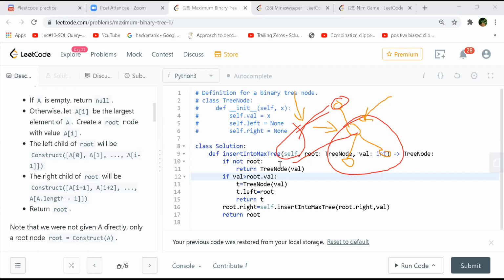Uday shared something. Uday, can you explain whatever is there? That article is explaining why we need to insert it into the right subtree. He's saying that the article explains why it is that way, why it is to be the right side and why it is to be the left.